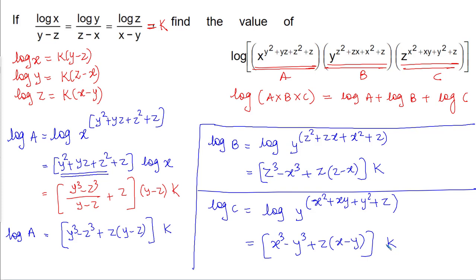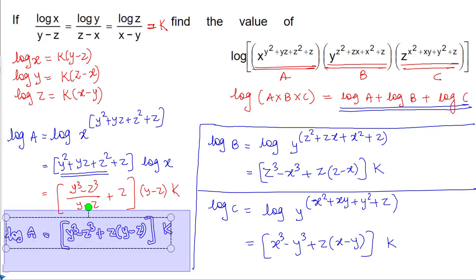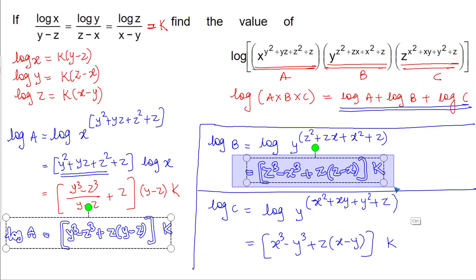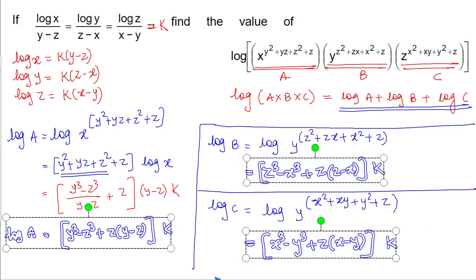log a plus log b plus log c, and this is our final answer. So what I will do is copy these values in the next slide. This is the value of log a, then this is the value of log b, and this is the value of log c. Let me copy these three values in the next slide and we'll add these three. That will be our final answer.